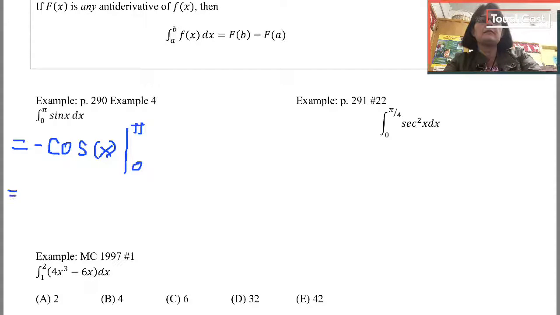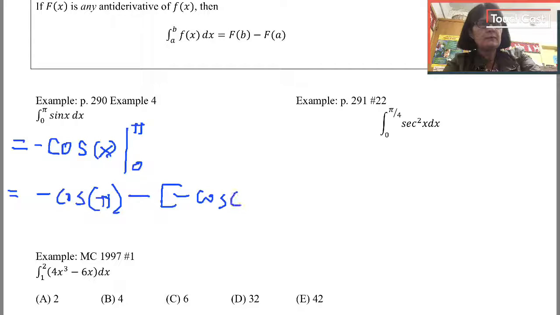So I'm going to write this is negative cosine of pi minus, please get in the habit of using big brackets or big parentheses after this minus sign. Doesn't happen to make a difference here. Negative cosine of 0, but you're going to be happy if you have the habit built. So negative cosine of pi is negative negative 1, so that is 1. This is the minus sign. Cosine of 0 is 1, so this is minus 1. That evaluates to 2.